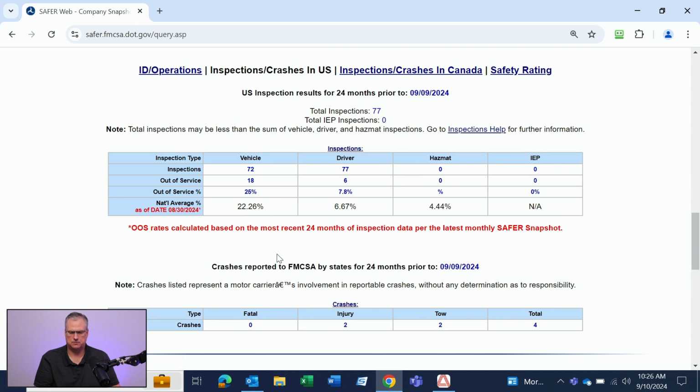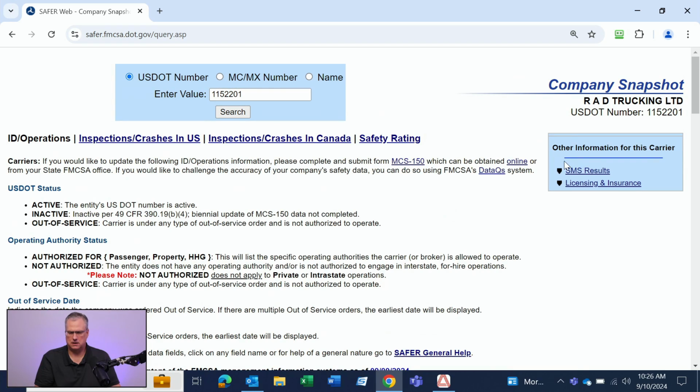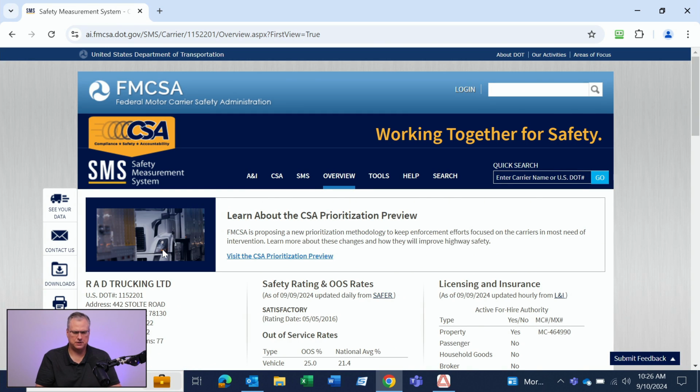And then they're always going to list the national average as well. We'll see that on the next page. Same thing for drivers. So just pay attention to those. These two numbers here, 25% and 7.8%, can really affect your insurance if you're way off of those national average numbers. So let's go on in and let's click on this linked SMS results and start taking a look.